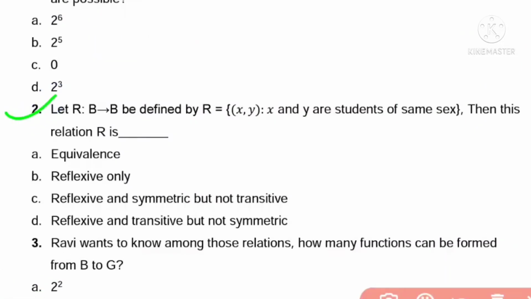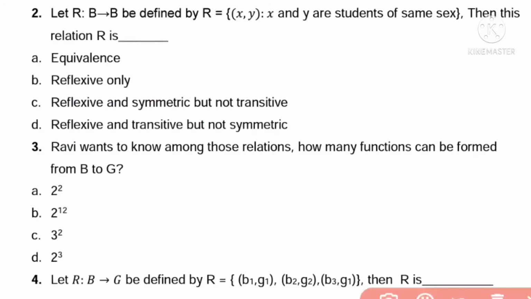Now the second question is, let R on B be defined by R = {(x, y): x and y are students of the same sex}, means these will be from the boys group or from the girls group. Then for this relation, if you have (x, x), then we have reflexive, and (x, y) then (y, x), so it is symmetric. (x, y), (y, z) then (x, z) will also be the same group, so it is transitive, so we can say it is an equivalence relation.